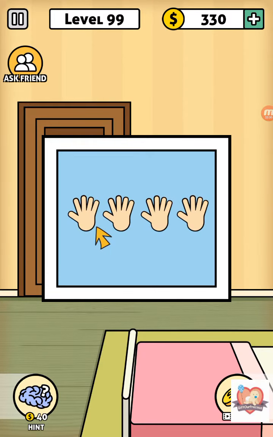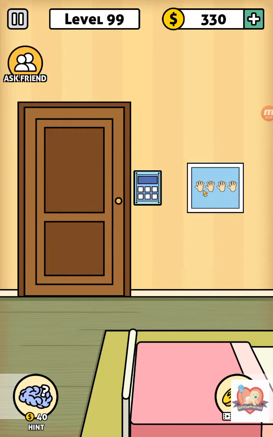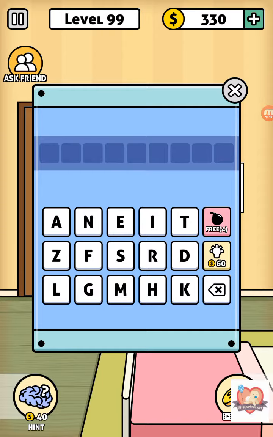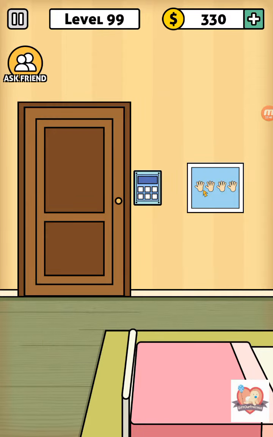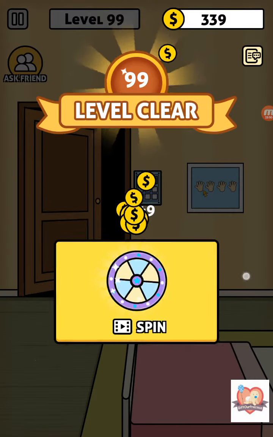What's this? Four hands. Arrow first. First hand? F-I-R-S-T. Yeah, I think first hand. H-A-N-D. Yes, first hand. That's right. That's a good one.